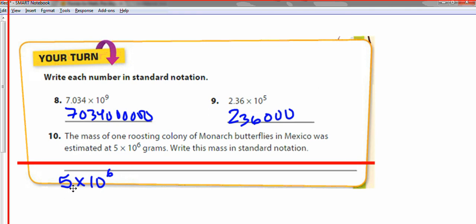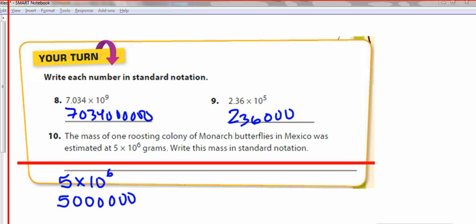Since this number is originally 5.0, because there's no decimal on the right, every movement is actually going to add a 0. So all you do is just add 6 zeros to the end of the 5. Because again, when there is no decimal, the decimal is to the right of the number. So 5.0, all 6 movements would require adding a 0.